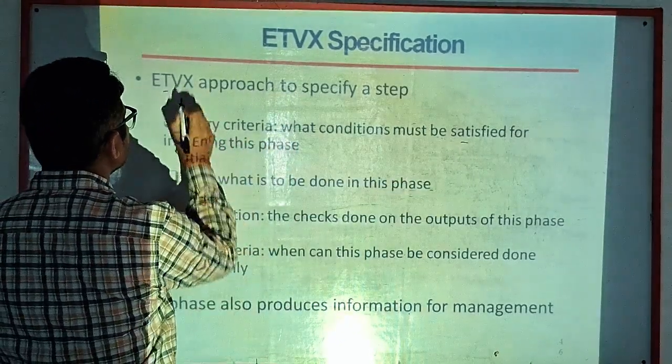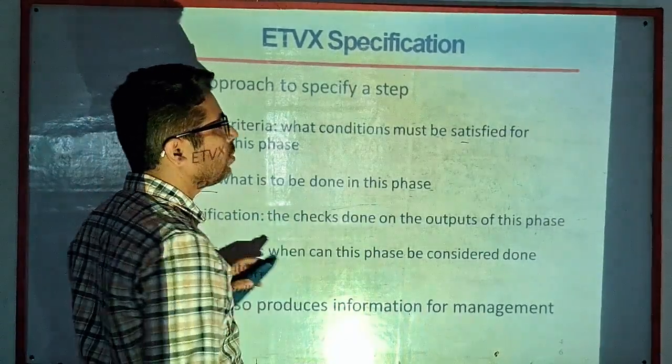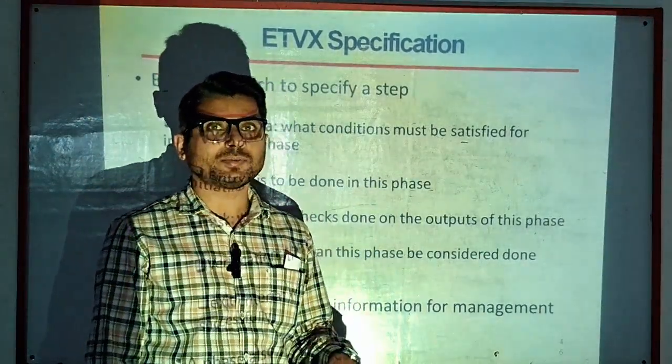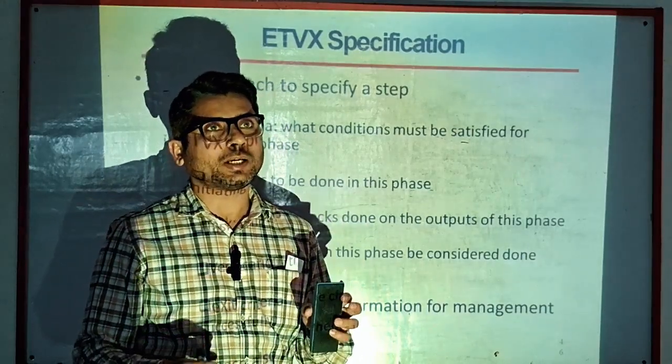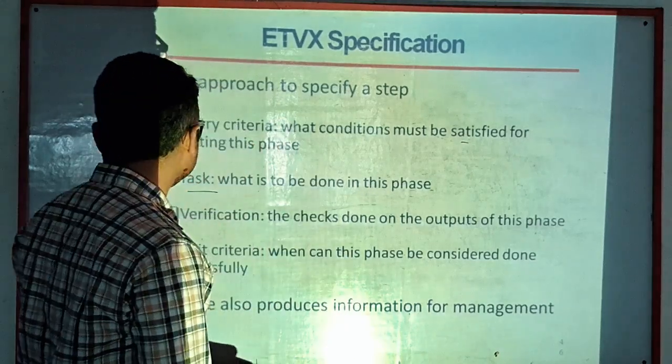Next is T. T is for task. What is to be done in this phase? So the second one is for task, what is the work that has to be completed. It is mentioned in the task phase.